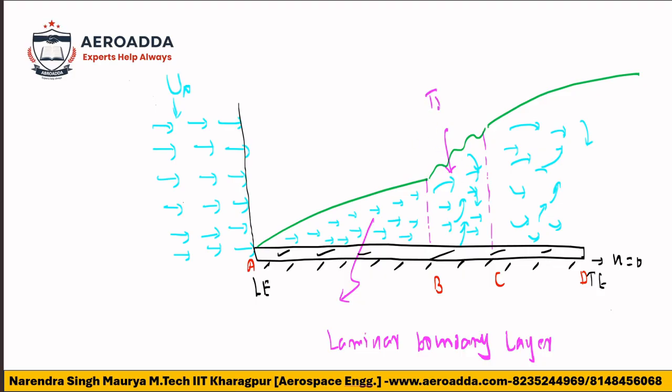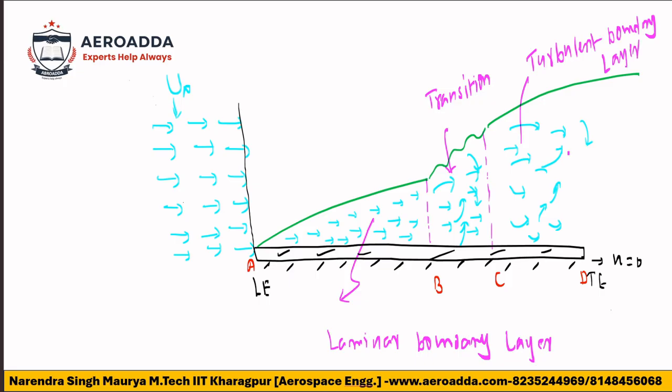This is called transition. Transition means that laminar flow will be converting into turbulent, and where the flow is not smooth, not well defined, that region is called the turbulent region, and that boundary layer will be called the turbulent boundary layer.